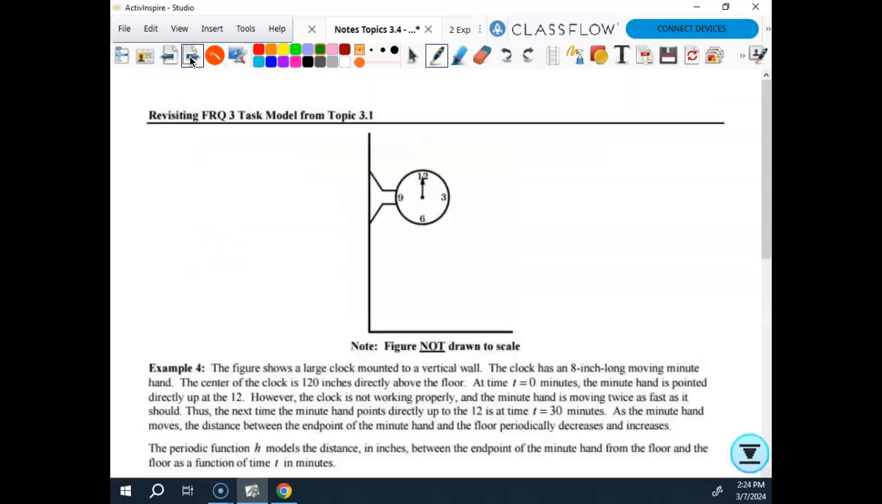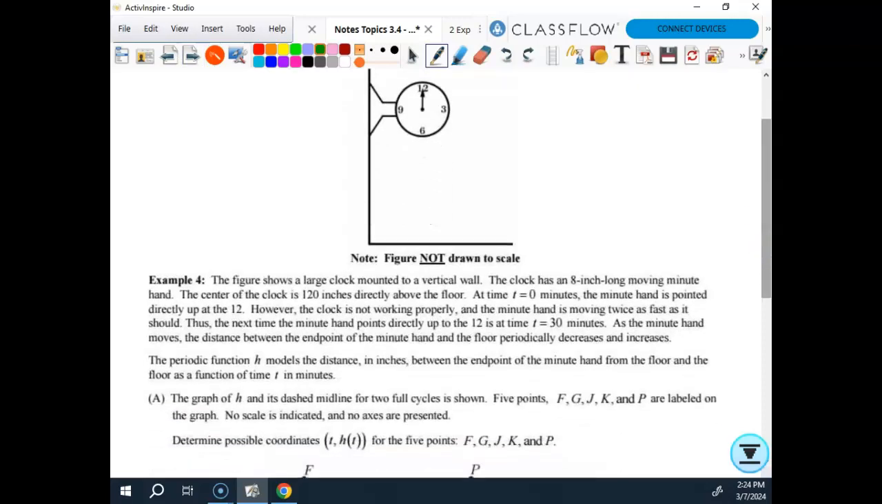Now, we are revisiting this question that we did last week. So I'm going to go through the first part quickly because we kind of already did it. Oh, my goodness. All right. So we have an 8-inch long moving minute hand. This right here, 8 inches. Okay.